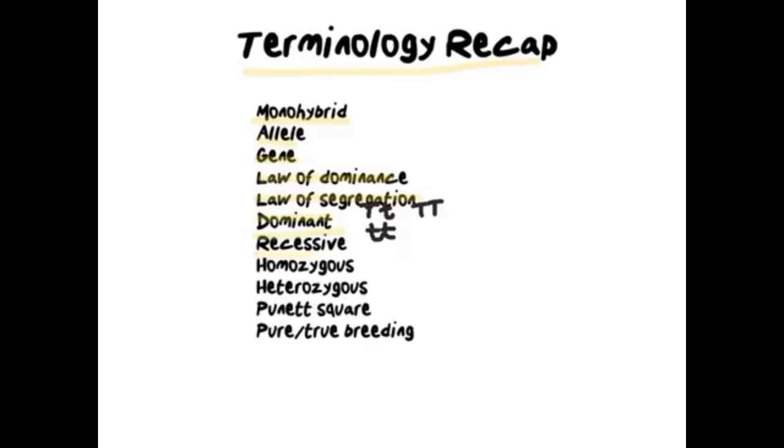We then looked at homozygous and heterozygous, which refers to the way in which you write the alleles, homo meaning two of the same, hetero meaning two different letters. We looked at how to use a Punnett square to work out a genetic cross. And finally, we spoke about pure or true breeding individuals. I'll remind you that a purebred or true breeding individual is an individual that either has two capital letters or two lowercase letters. And often they have contrasting characteristics like tall and short, white and black.